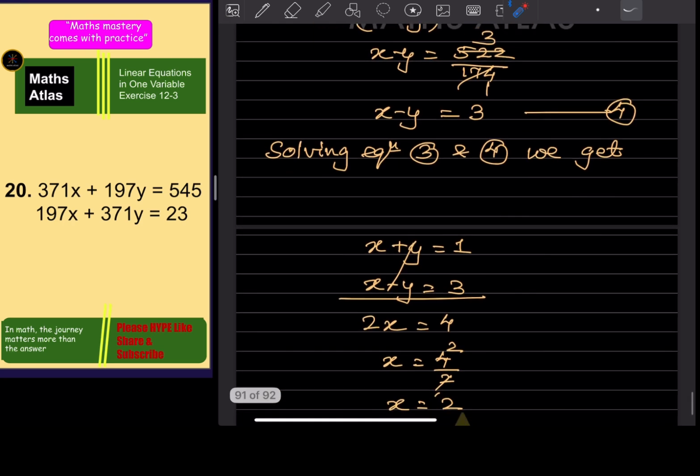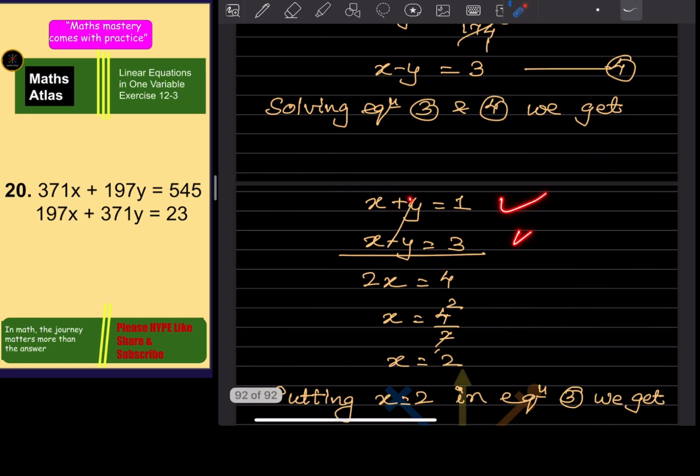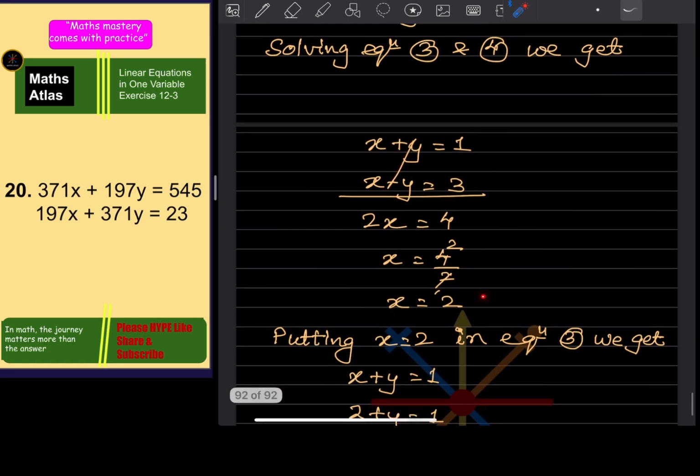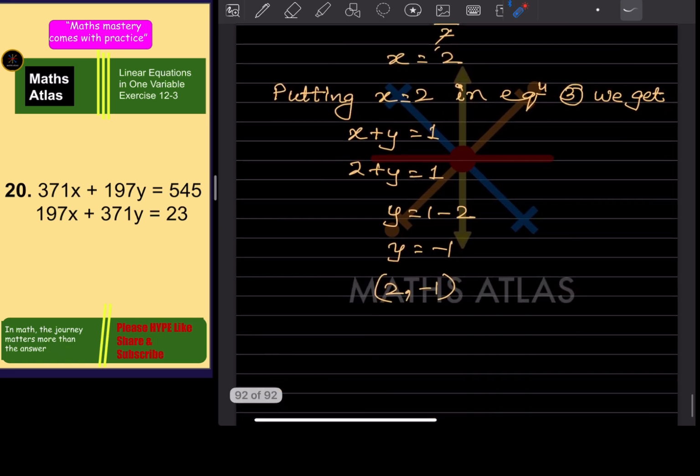So you are going to solve equations 3 and 4. After that you get the value of x as 2 and y as minus 1. So this is the solution. This is x and this is y. So by this one we have completed today's work.